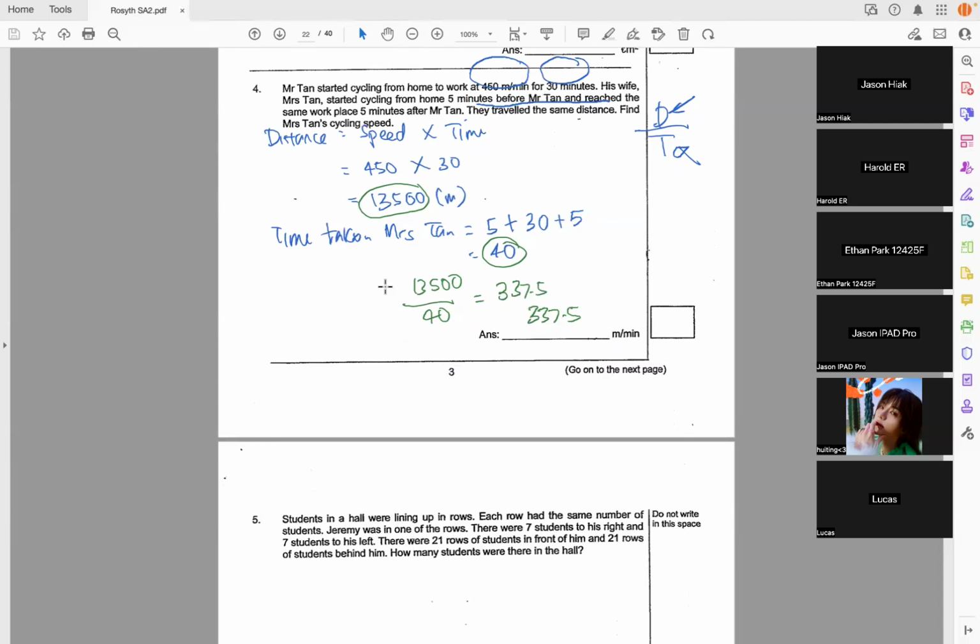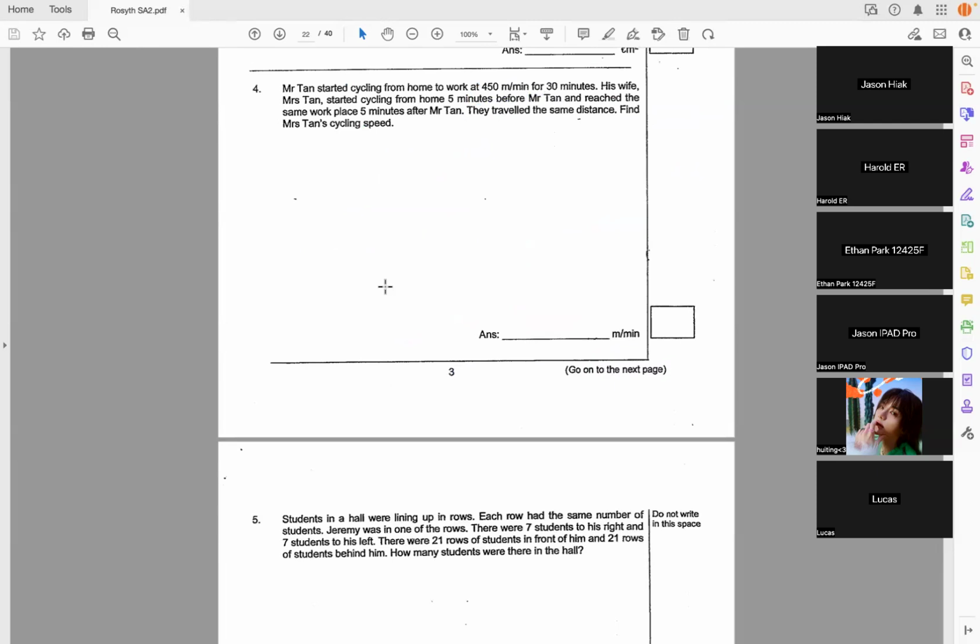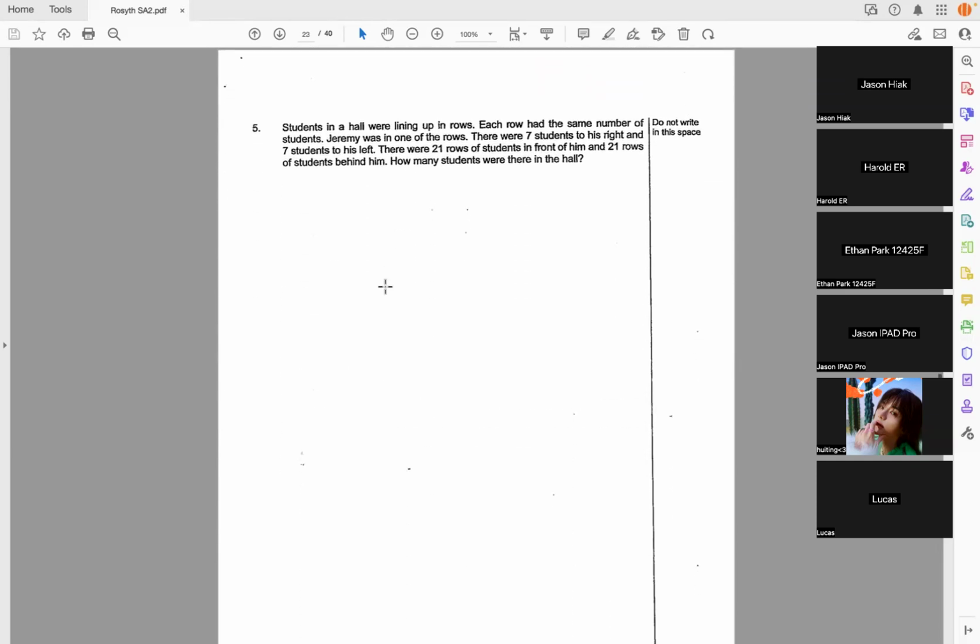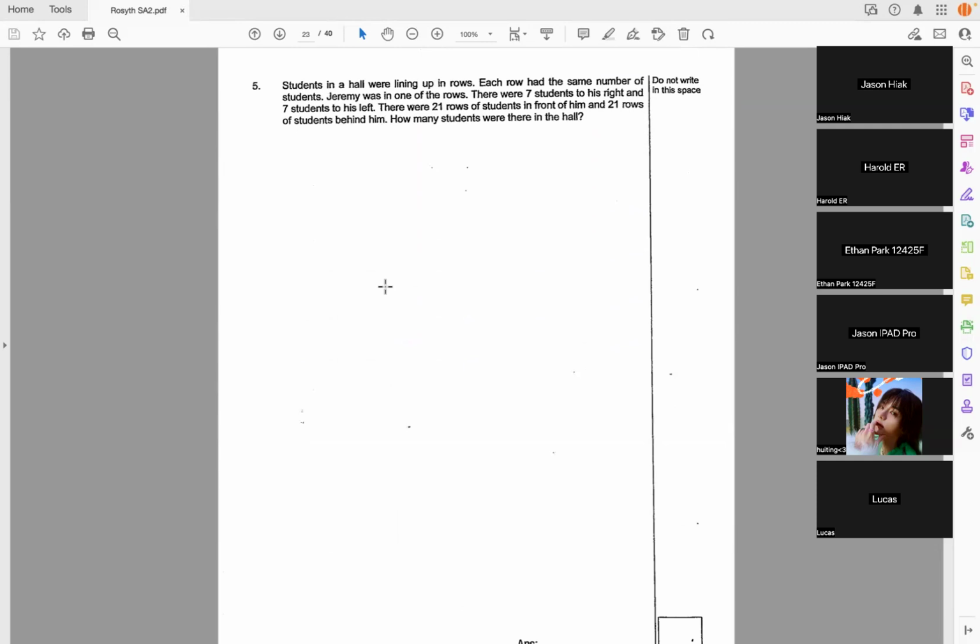Question 5. Question 5 is like a primary 4 question. You know, we do this in primary 4. Students in the hall were lining up in a row. Each row had the same number of students. Jeremy is in one of the rows. There were 7 students on his right and 7 students on his left.